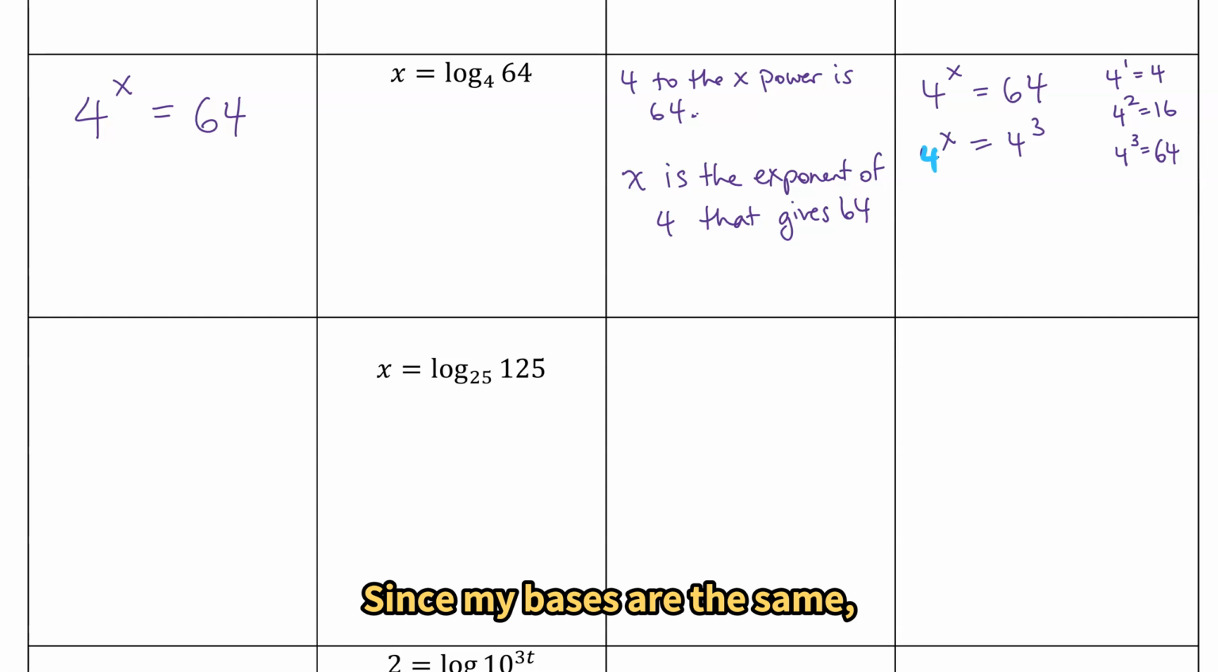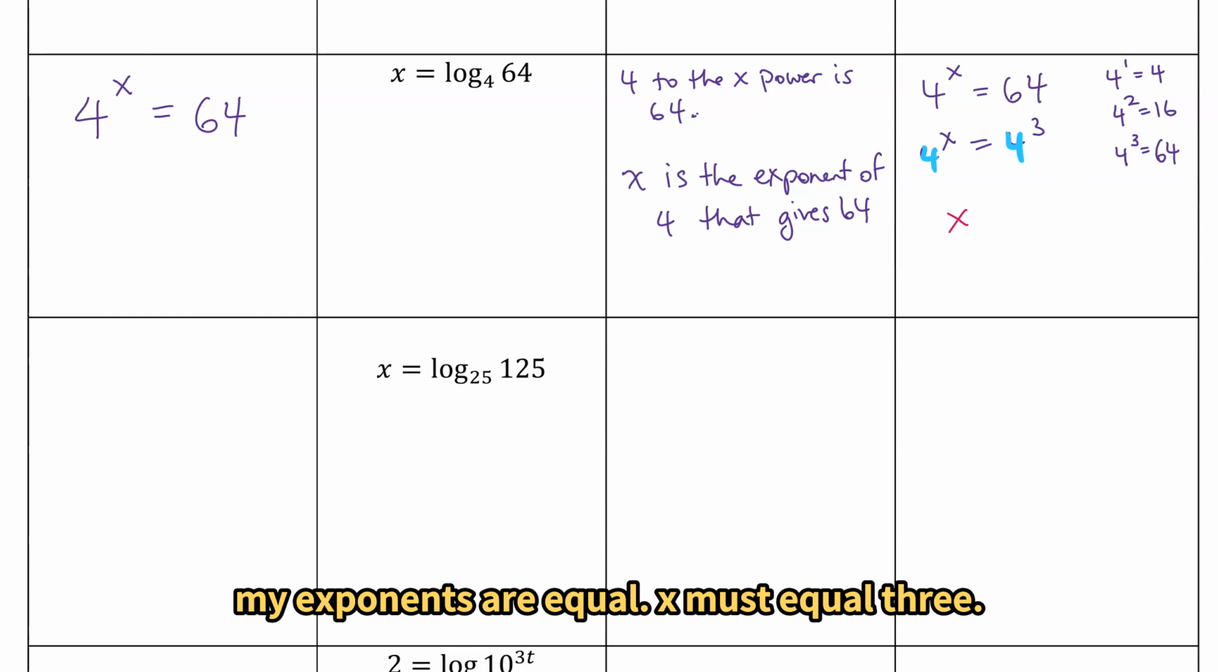Since my bases are the same, my exponents are equal. x must equal 3. Pulling it back in, 3 equals log base 4 of 64, because 4 to the third power equals 64.